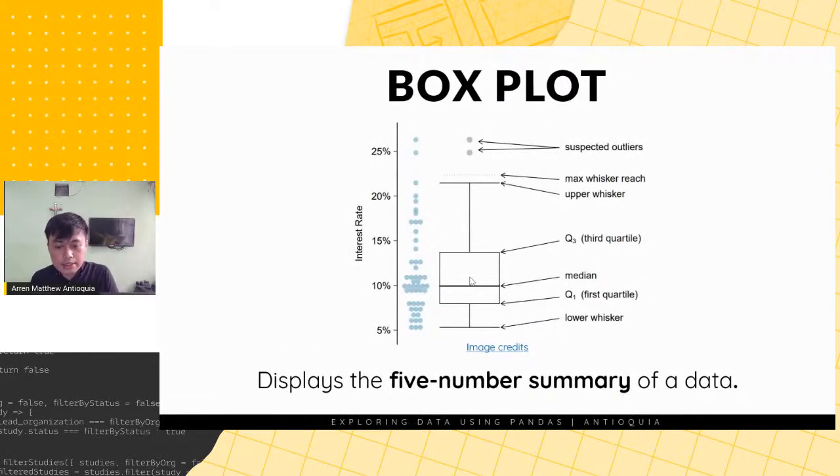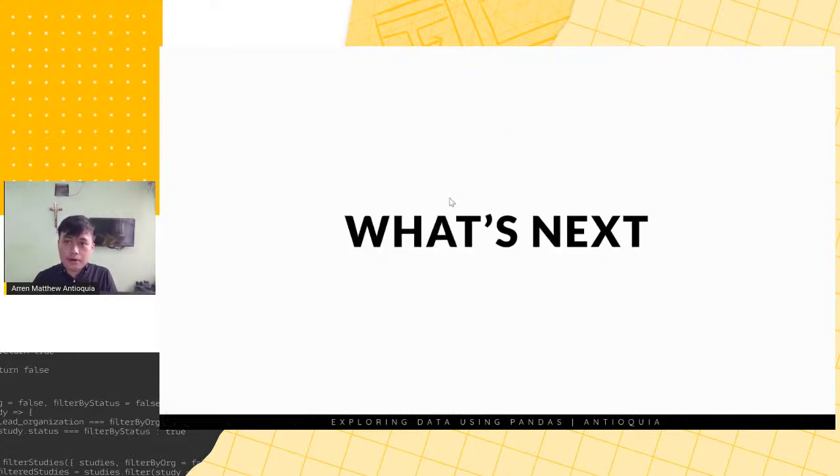This one shows the 5-number summary of your data. You have here your median. It shows you the median, the first quartile, the third quartile. Those are statistics that you may also declare or share when you're performing your exploratory data analysis. There is the concept of lower whisker and the upper whisker. Tapos makikita mo rin dito yung outliers. Later, we'll see an example of a box plot. And that's it for this.